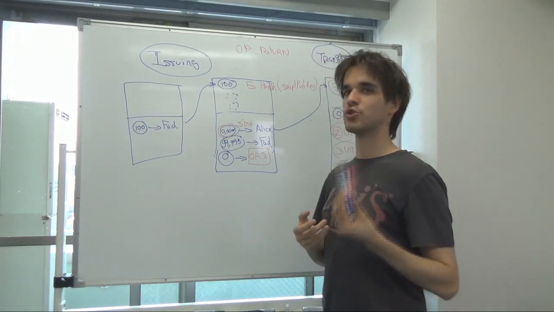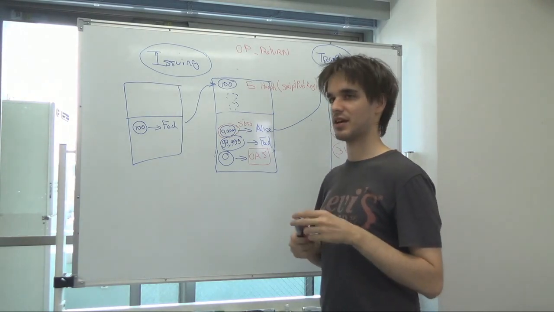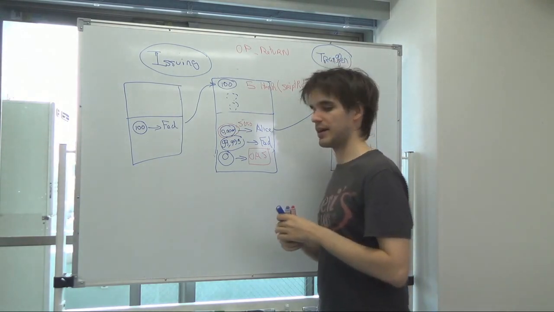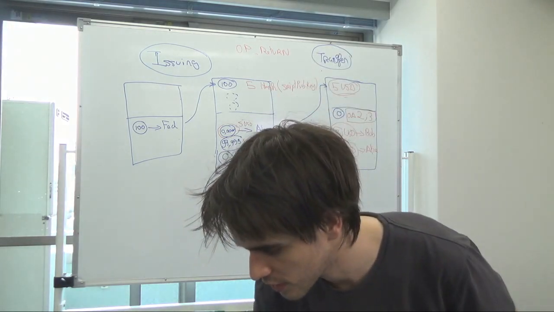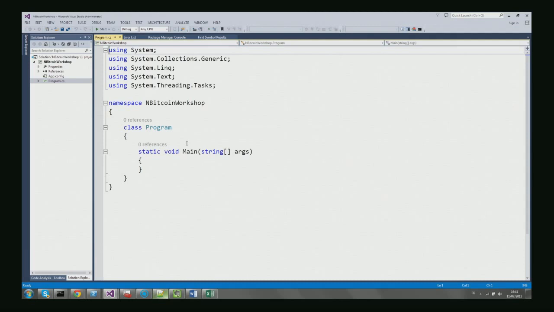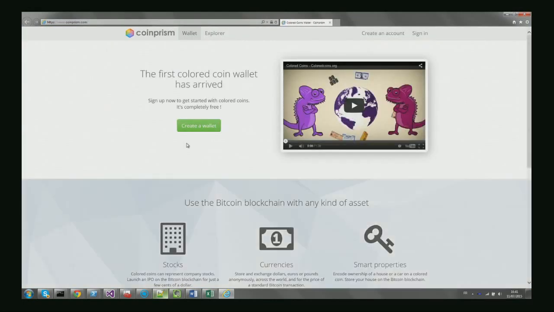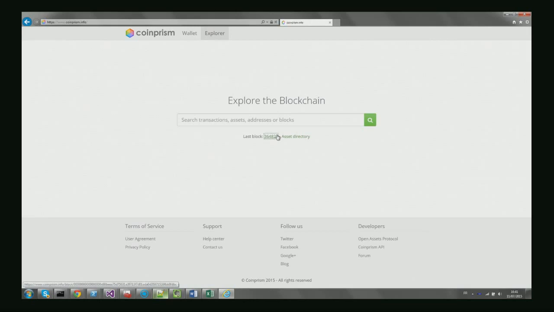So where do contracts fit into that? In fact, it's really simple. If, for example, I show you CoinPrism. CoinPrism is a website where you can create your own wallet in Colored Coin. You can issue coins very easily, and you can explore the transactions a little bit. So if I check open assets, you will see that. I will take an asset that exists here.